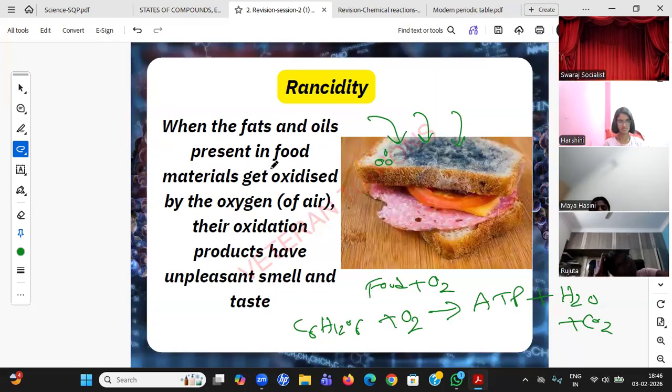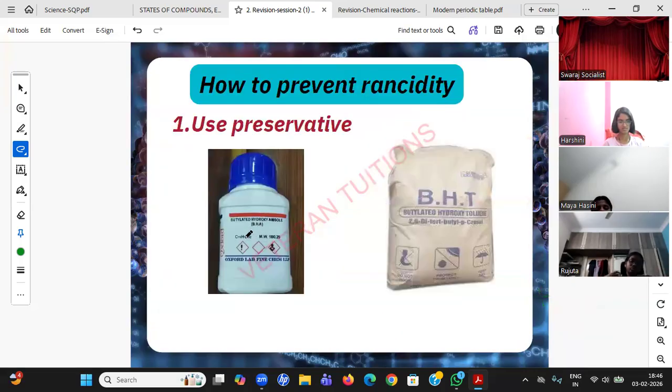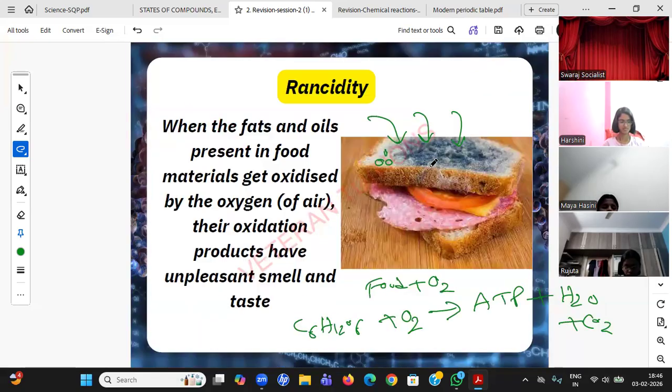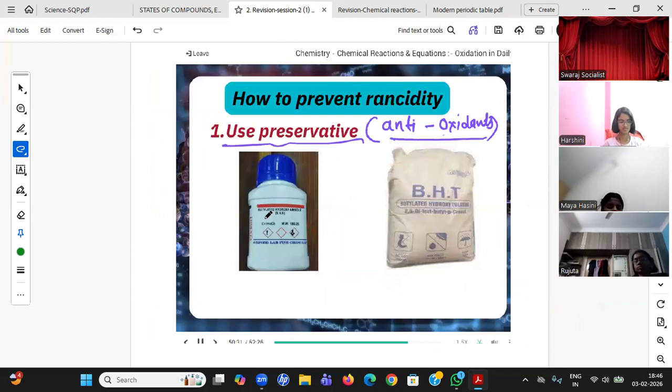Then how do we avoid rancidity, sir? Shall we use zinc? Shall we use chromium? The answer is no. What we will use is something like preservatives which we can consume. These are antioxidants. You see here, oxidation is happening. We should avoid this oxidation, so we should use antioxidants.